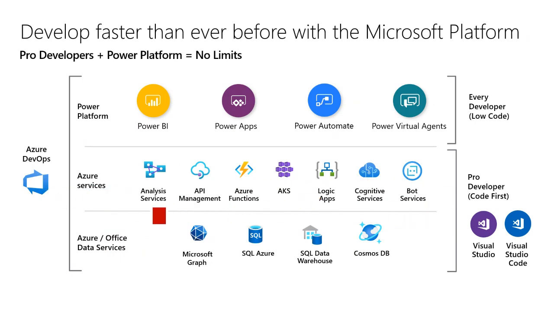You have analytical services, API management, Azure Functions, AKS for containerization of your application solution, and you have Logic Apps, Cortana, and Bot Services. Bot Services is used for Power Virtual Agent, and Logic Apps is used for Power Automate. The underlying data services use Graph, SQL, data warehousing, and Cosmos DB for big data.